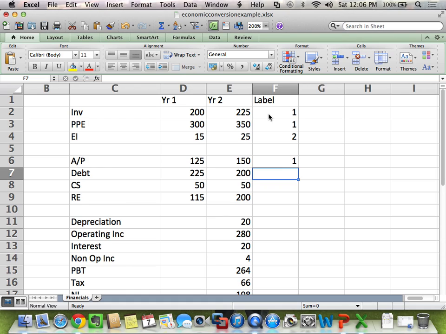Debt, bank debt: 3. Even though it's a liability, it's an interest-bearing liability, whereas accounts payable is a non-interest-bearing liability. 1 versus 3. Common stock at par value: 4. It's equity cash flow. Retained earnings: 4. That belongs to the shareholders. Unpaid profits. So we quickly label our statement.